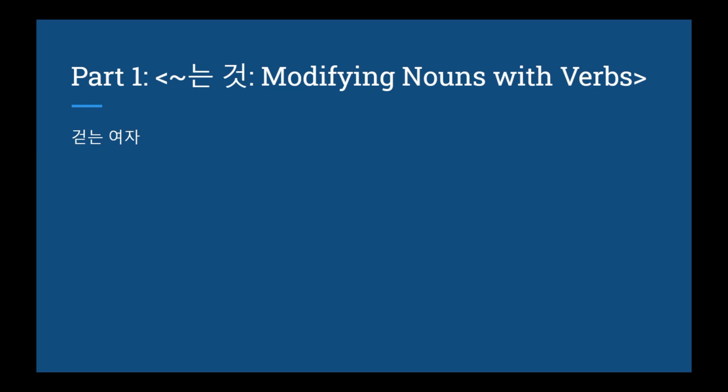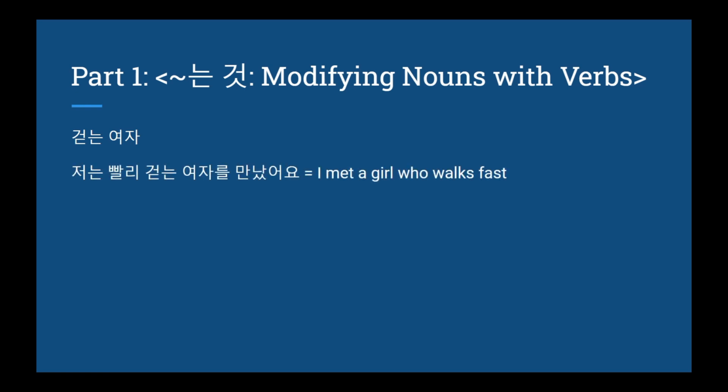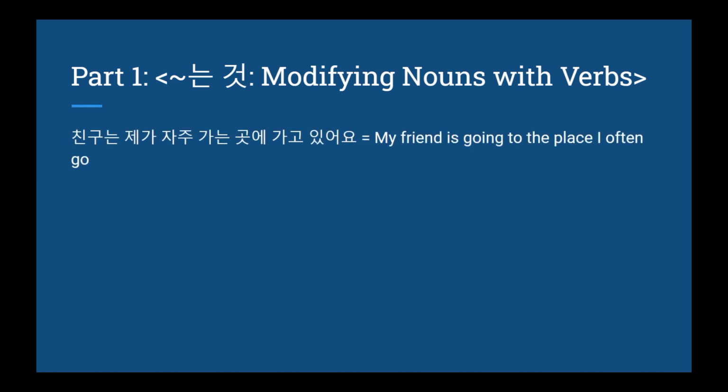Now that we have this construct, we can take it and slap it right into a sentence, taken straight from the lesson. 저는 빨리 걷는 여자를 만났어요. I met a girl who walks fast. I'll give you another example. 자주 먹는 음식을 샀어요. I bought the food I eat often. And I'll give you another example because I got a lot of people asking for more examples in these lessons. So, 친구는 제가 자주 가는 곳에 가고 있어요. My friend is going to the place I often go to.